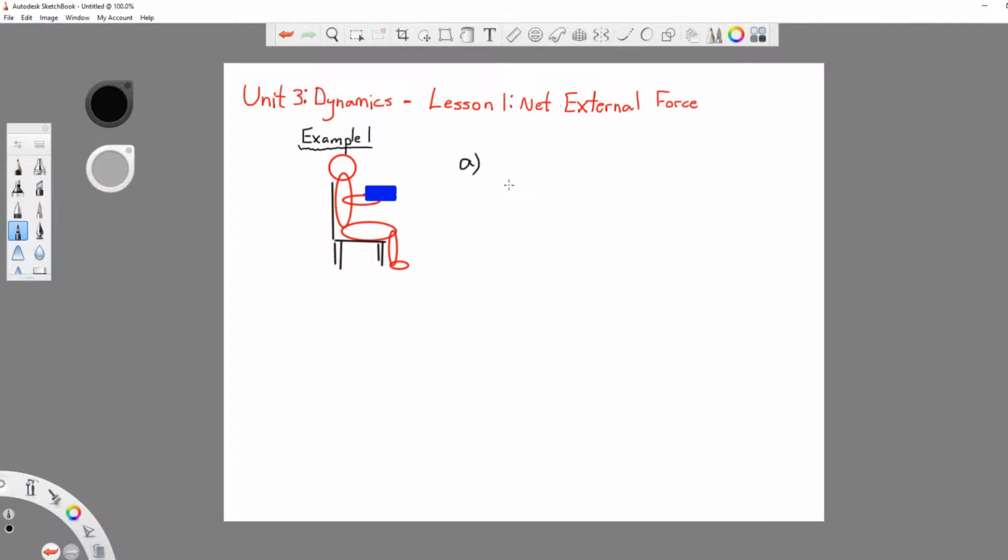So, jumping into this example, the first part of this example, A and B, is asking us to sketch a free body diagram of the book. So I'm going to switch back to the blue color that I have for the book here. And let me turn on this rectangle. There we go. We can even fill it in if we want. And what do we want to do on this? So a free body diagram.